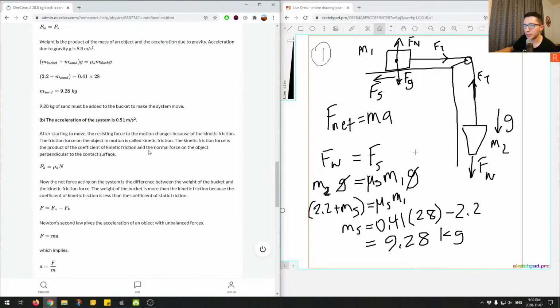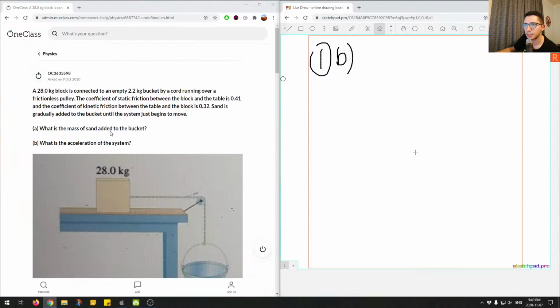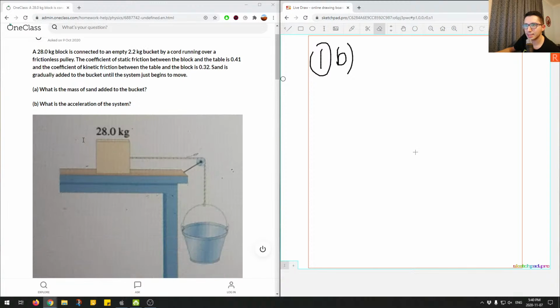So when we have the second part of the question, part B, let me clear the page here. So we have part B. Here we're asked the acceleration of this. Oh no, that wasn't the question. The question's up here. The question is, what is the acceleration of the system?